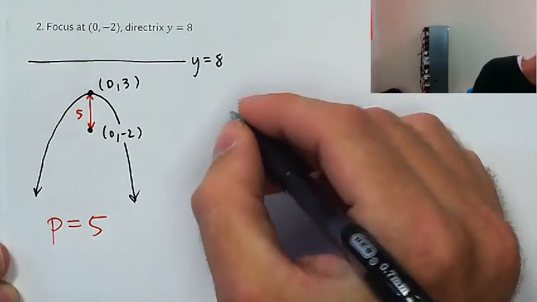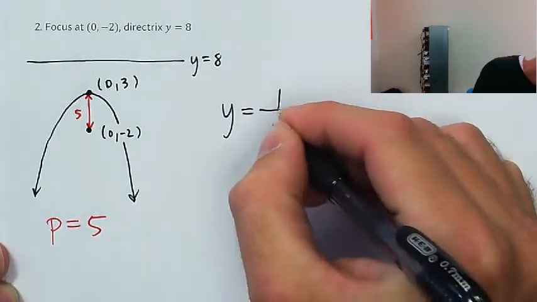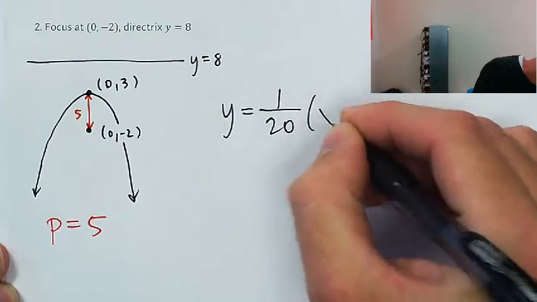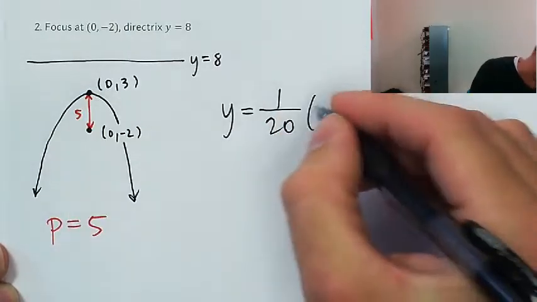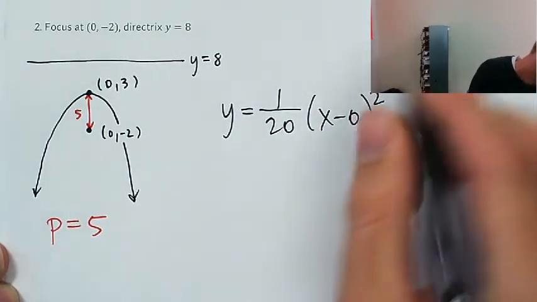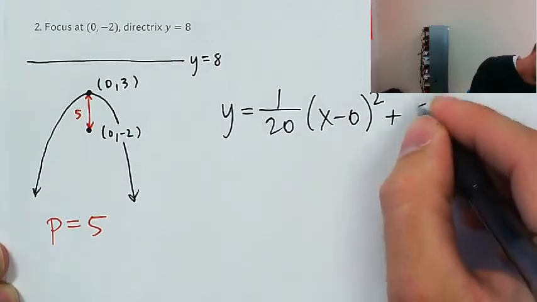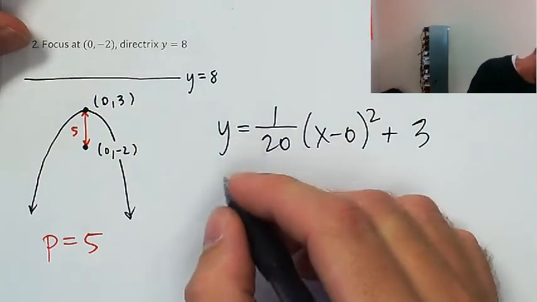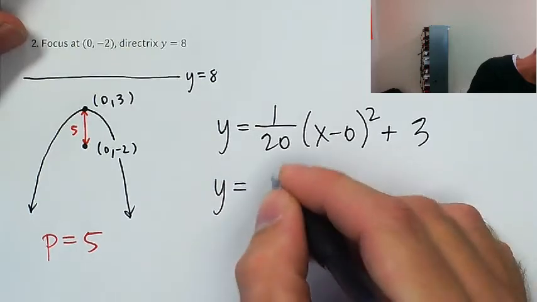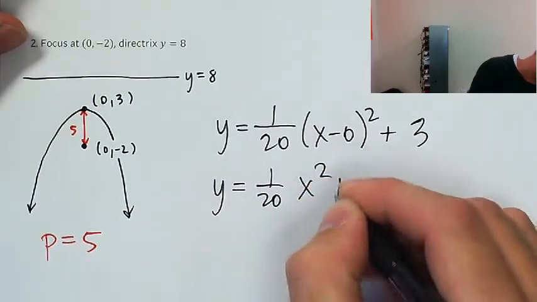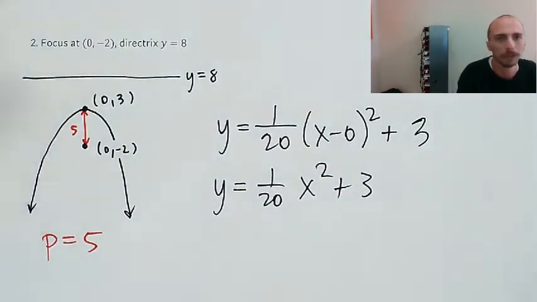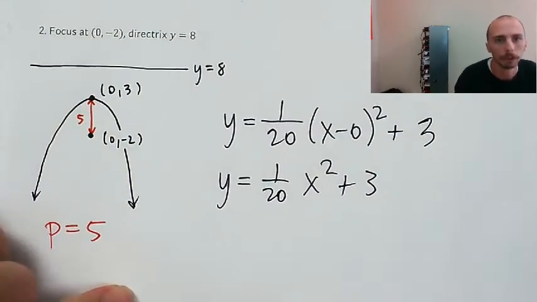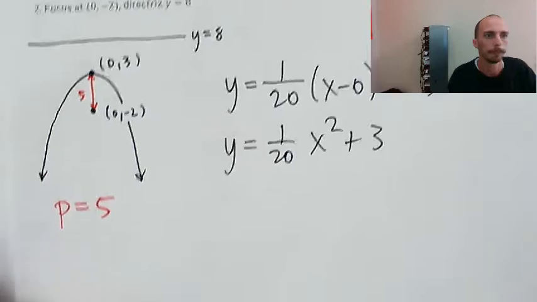Now I'm going to say, y equals 1 over 4p times (x minus the x coordinate of the vertex) squared plus the y coordinate of the vertex. That's vertex form. And then standard form would be 1/20th of x squared plus 3. For these couple of ones where the vertex was on the y-axis, it doesn't really look that interesting. But that is vertex and standard form.